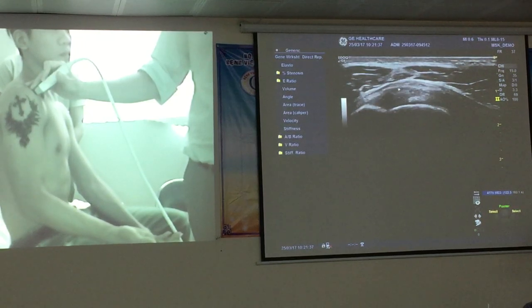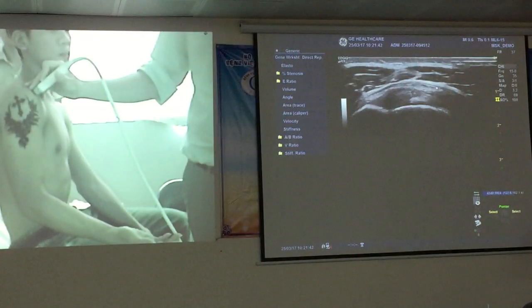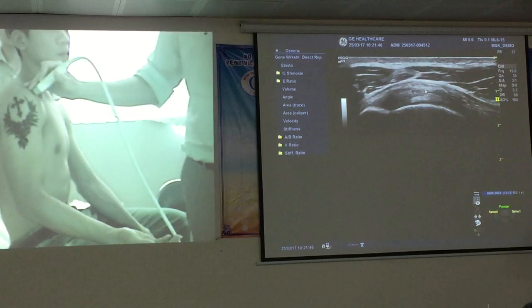So what we want to do is when we abduct the arm, we want to see if this tendon and bursa move nice and smoothly through the space.